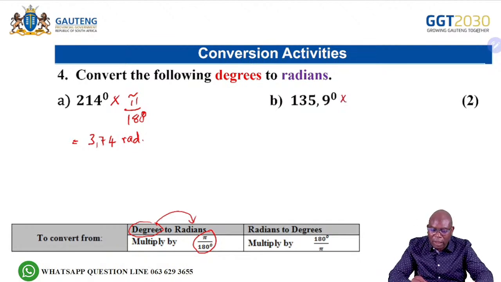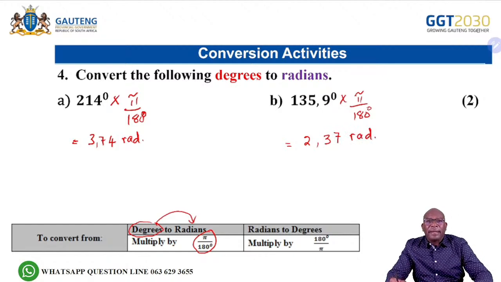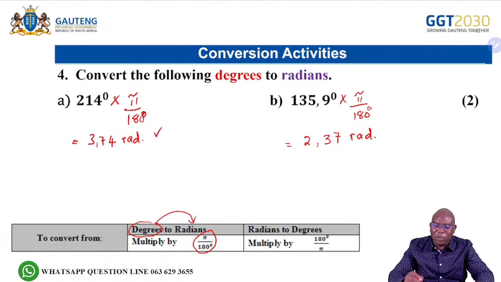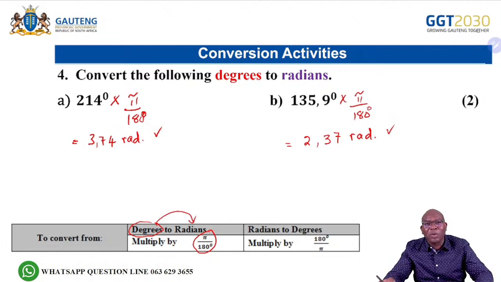Now, 139, same thing. We're going to say that multiply by pi over 180 degrees. And the answer, I already had the answer there. It's 2,37. Please write down that radians. So put your answer in radians. Great.